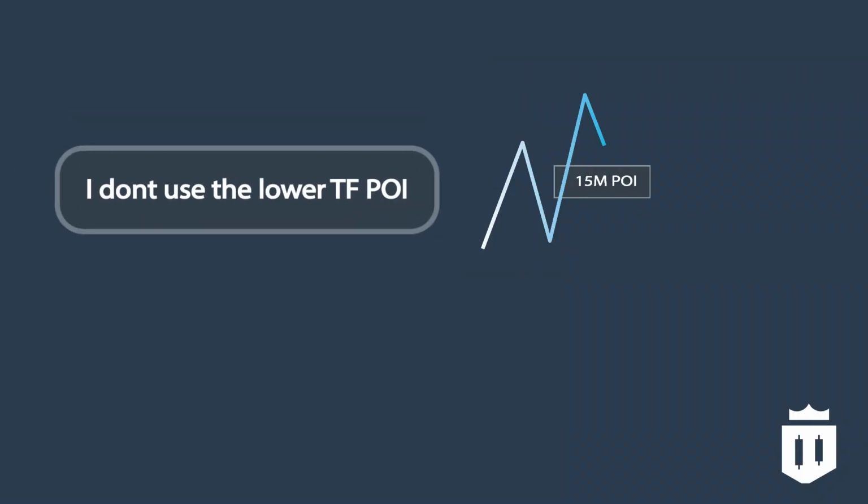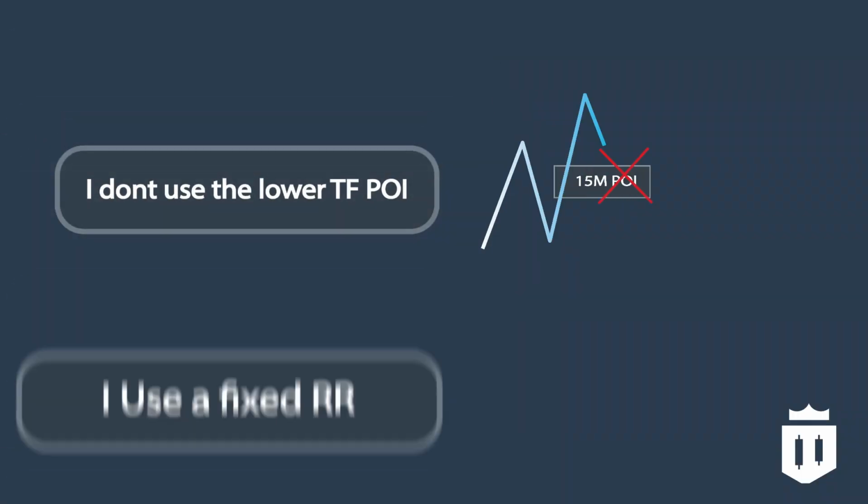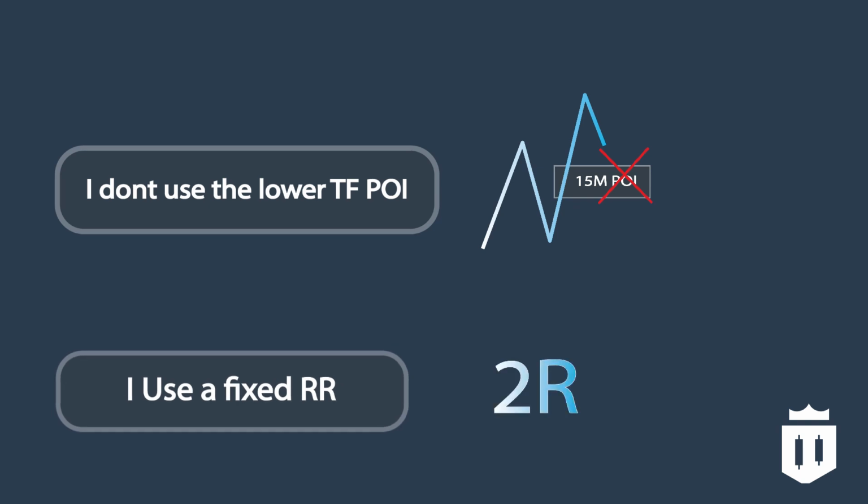And that's going to be possible because I don't use lower time frame POIs and I strictly use a fixed RR while respecting the draw on liquidity. Now I'm going to explain every one of these rules as we go into the video. I've been able to teach a lot of people this hack and I regularly get feedback like these.